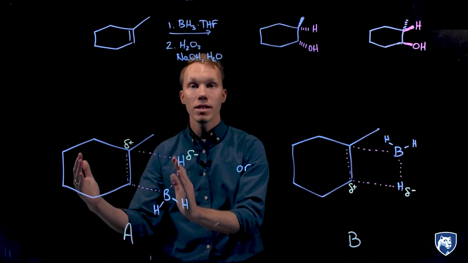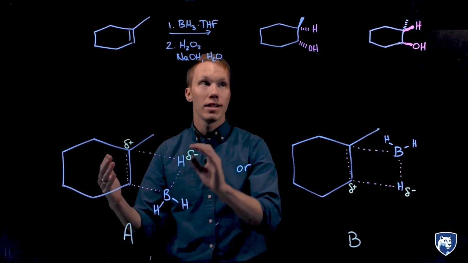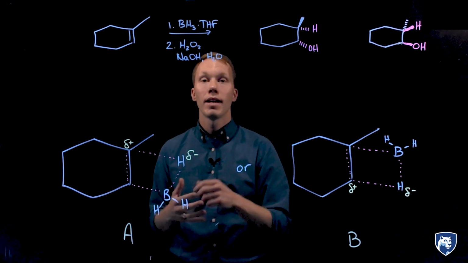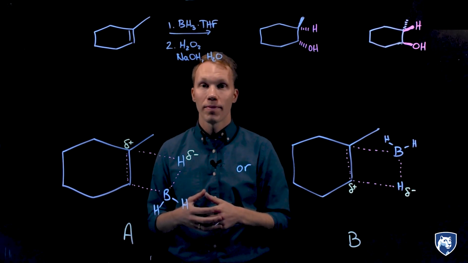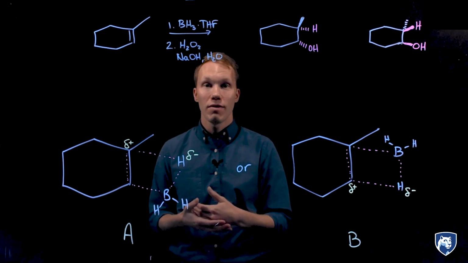This will be the fastest pathway to my major product and give us the regioselectivity that we observe having the OH on the less substituted carbon of my former alkene. This mechanism explains both the stereo and regioselectivity of our reaction.